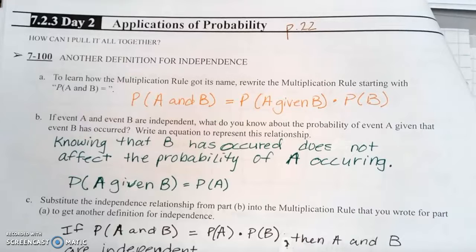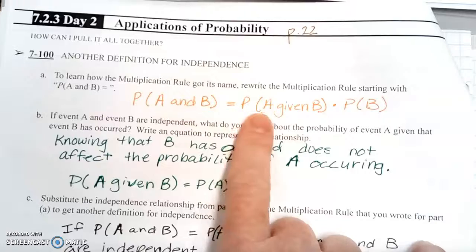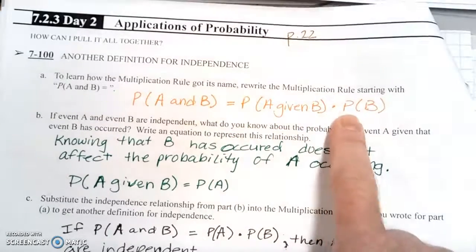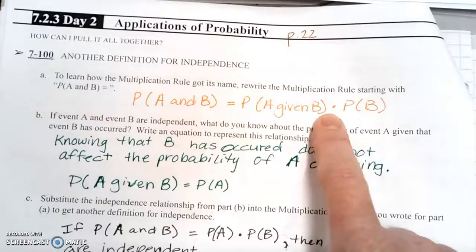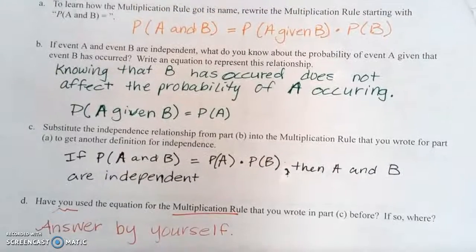Part A, to learn how the math multiplication rule got its name, rewrite the multiplication rule starting with the probability of A and B. It's going to be equal to the probability of A given B times the probability of B, hence the multiplication. So that little dot implies multiplying.